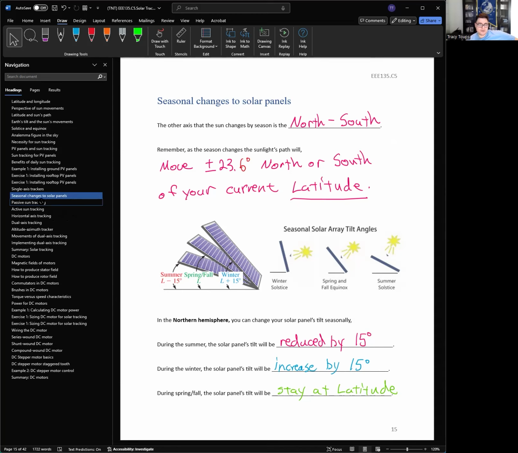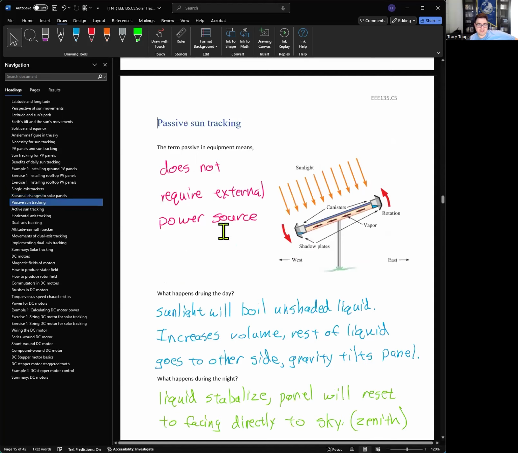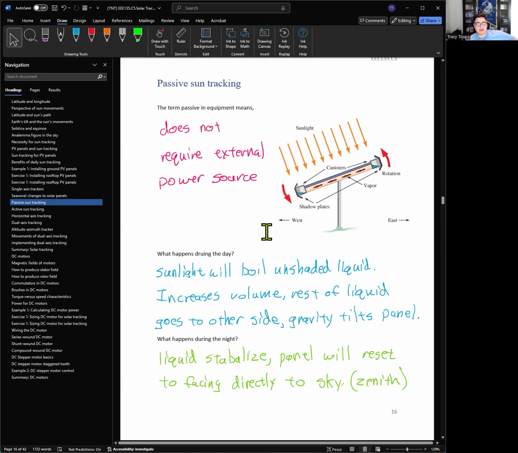So those are our two types of tracking. We have east to west and north to south. Okay. Now, let's talk about the mechanism to do the sun tracking. Let's concentrate on east to west movement because that's the most benefit. A passive sun tracker means that there is a mechanical system that does not require an external power source. That's what passive means. It will automatically do the sun tracking for us.